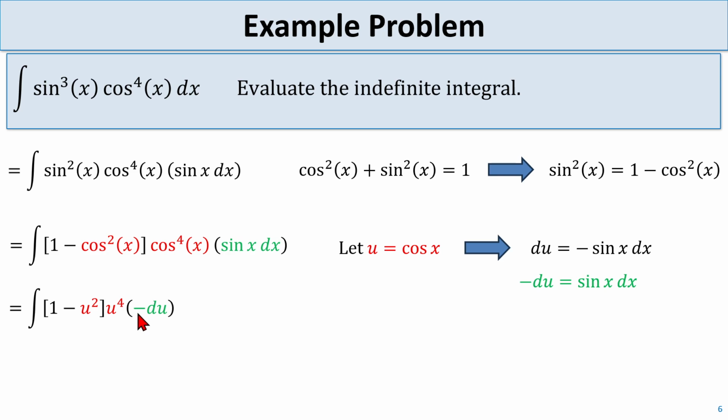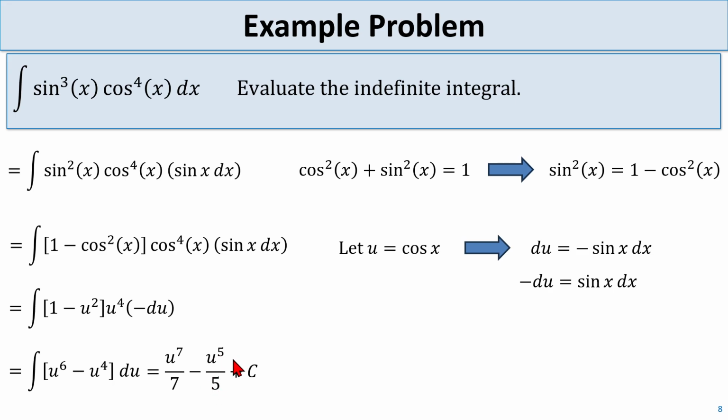Next, I'm just going to simplify a bit before I integrate. I'm going to distribute the factor of negative and the u to the 4 into the expression to the left of it. After I do that, I'll have a positive u to the 6 minus u to the 4. Now we have it in a format where we can just use our basic rules of integration. This integrates to u to the 7 over 7 minus u to the 5 over 5.